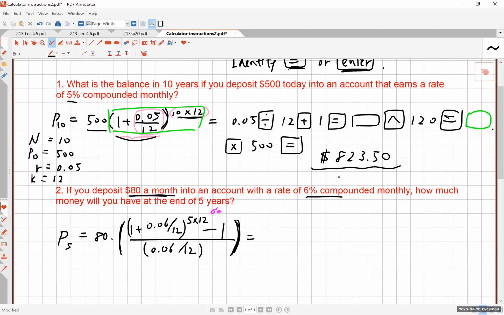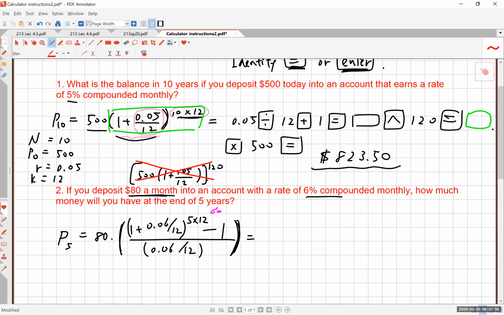Okay, now again, don't do this one first and then raise it to the 120th power, because this will give you a huge number, right? That's not what you're supposed to do. You're supposed to take this parentheses to the 120th power and then multiply that by 500. You see the difference between this and this? So make sure you don't do this, because that's not how the order of operations works.